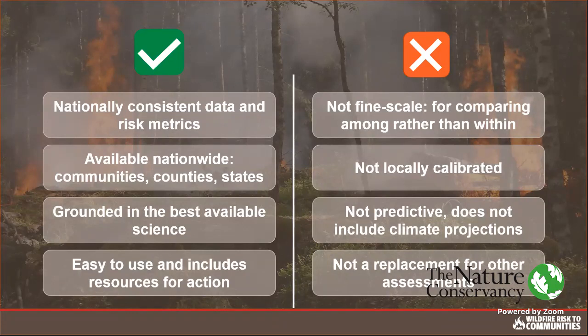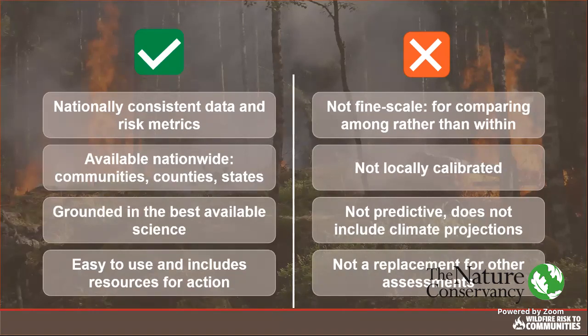On the right, I want to caution you that this is not a fine scale analysis. It's really better for comparing community A with community B, rather than neighborhood A and neighborhood B. And it's really not intended to zoom in on your house and see what your fire risk is there. Part of the reason is it's not locally calibrated. There's a lot of variation and information available at the local scale that we just don't have nationally and couldn't be done at a national project.